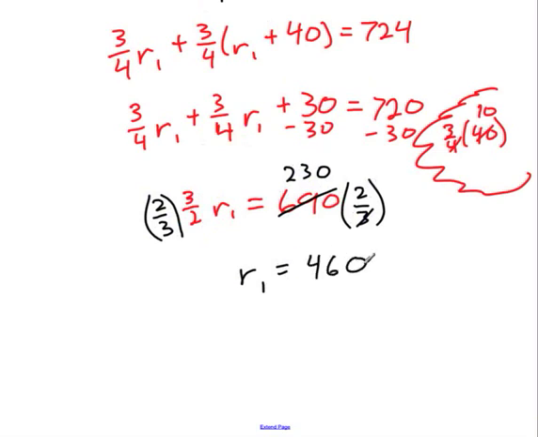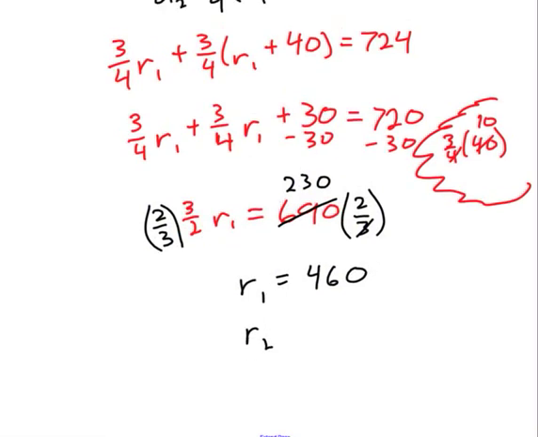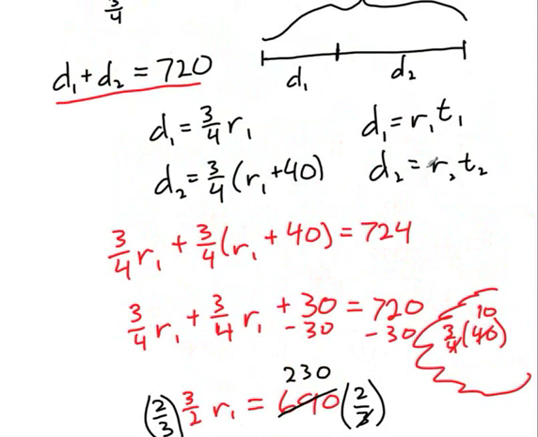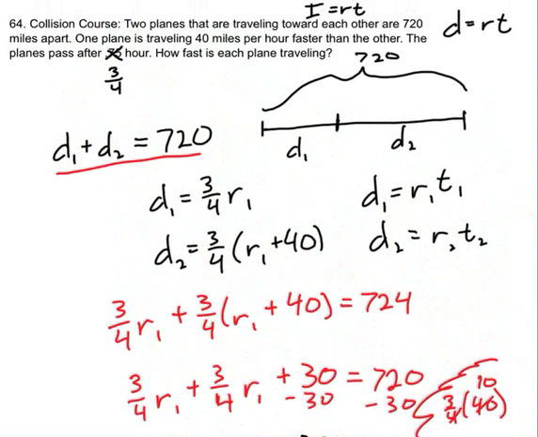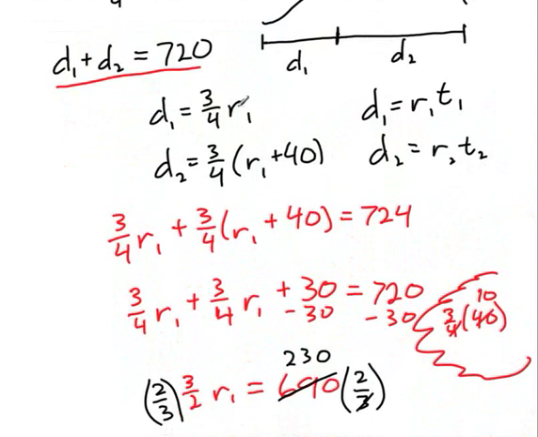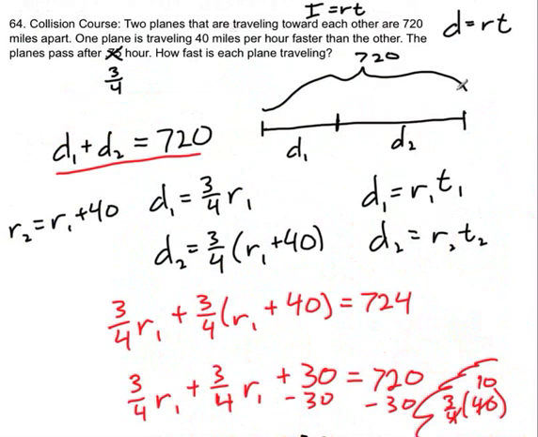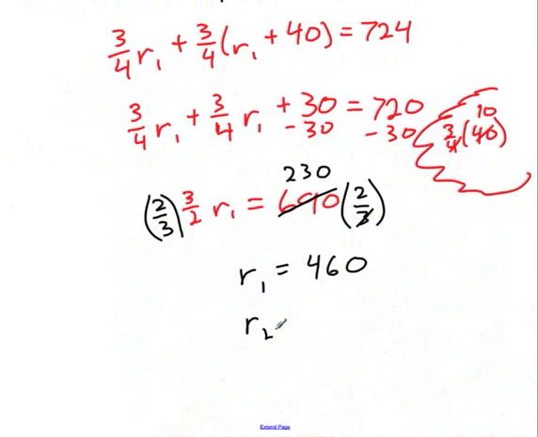So that is the first rate, which means r2, if you remember from up here, where's r2? I think we have an equation for r2. Oh, that's right, we never actually wrote it down. r2 is the first one plus 40. You can actually just find it from up here: traveling 40 miles an hour faster. So it's going to be 40 more than this, which ends up giving you 500.